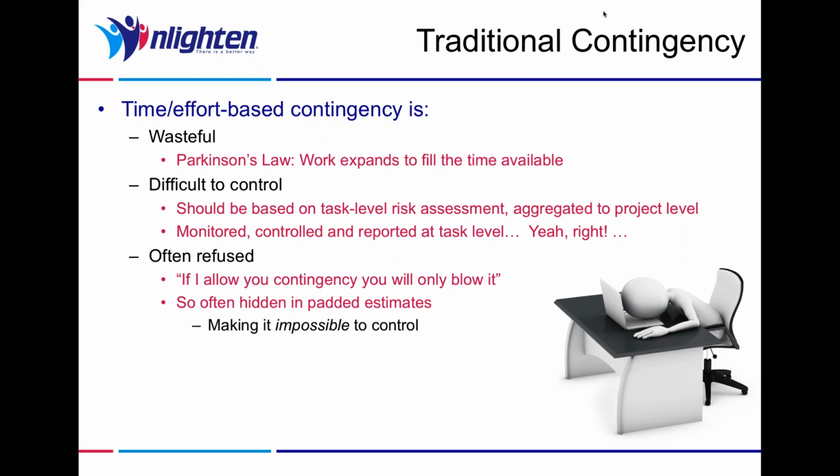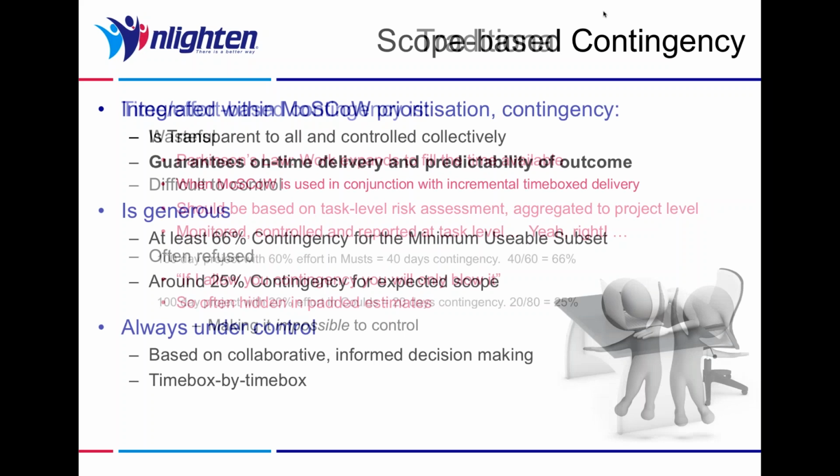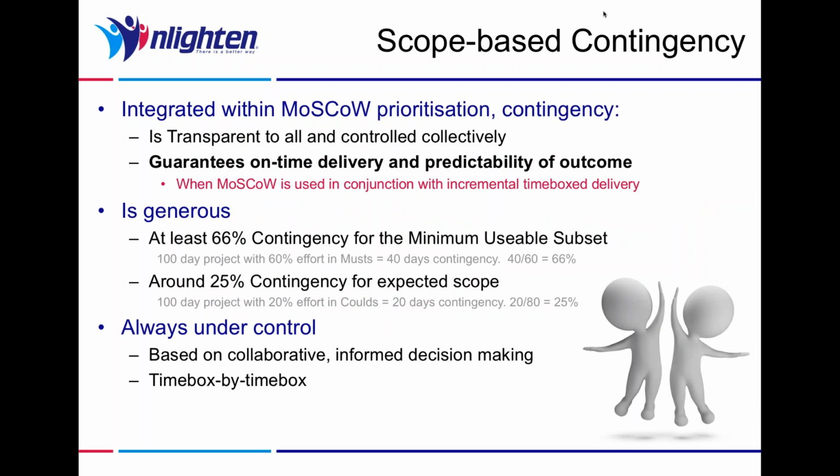So how then does contingency work when it's part of the scope of requirements? So scope-based contingency is what we're looking at here. What we do is we use MoSCoW prioritization to identify where our contingency is, and I'm now going to talk you through the maths of that. So key things before we get to that, though, are the first bullet on the slide here, that scope-based contingency is integrated within MoSCoW and MoSCoW priorities. It's not something that gets added on.